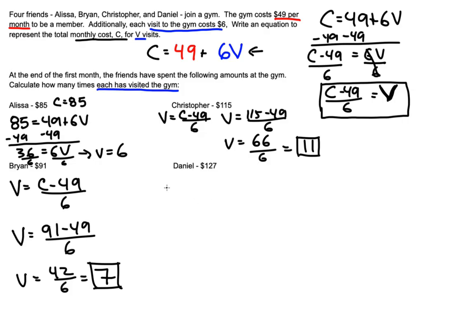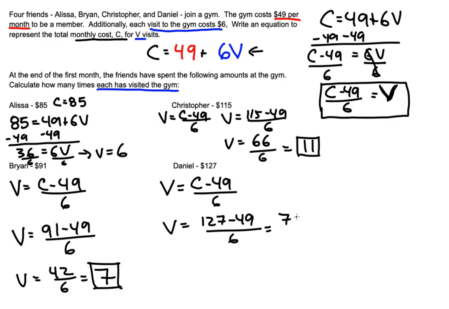And then finally, Daniel, using our same equation, the visits equals C minus 49 over 6. The visits would equal 127 minus 49 over 6. So that would equal, what is that, 77, 78, 78 over 6, which would equal 13. So Daniel visited the gym more than anybody else. He visited it 13 times that month.